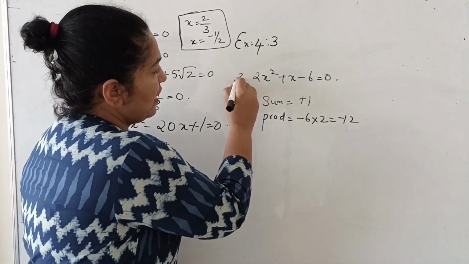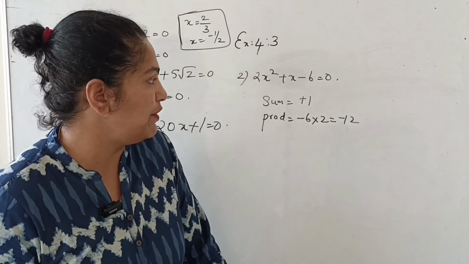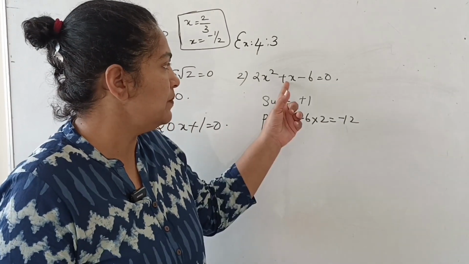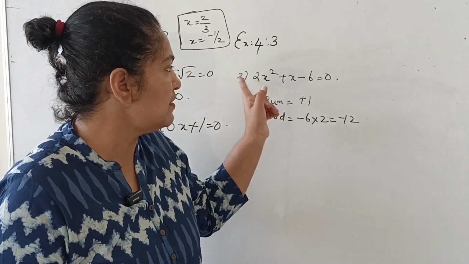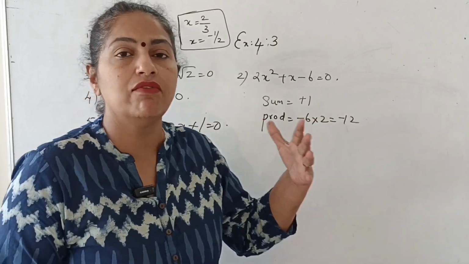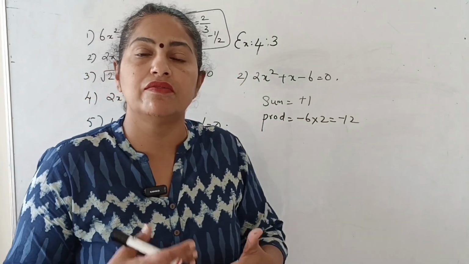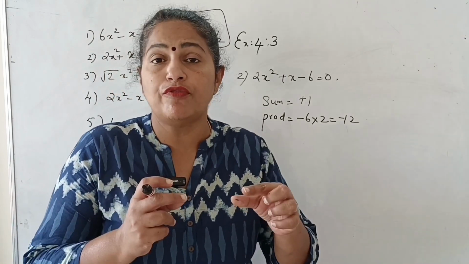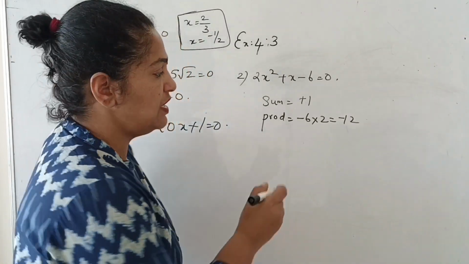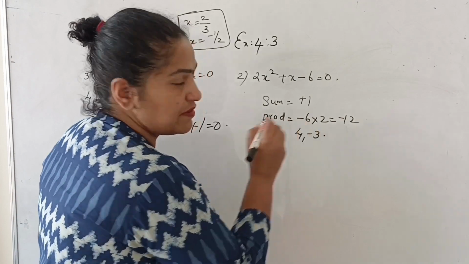The second one, 2x square plus x minus 6 is equal to 0. The sum is plus 1 and the product is minus 6 into 2, which is minus 12. So we have already listed down the factors of minus 12 in the previous sum. So from that we already know that the pair of factors that give you a sum of plus 1 is 4 and minus 3.